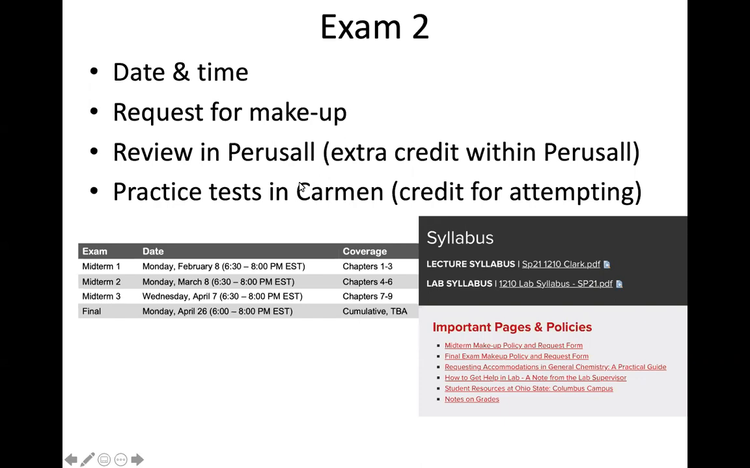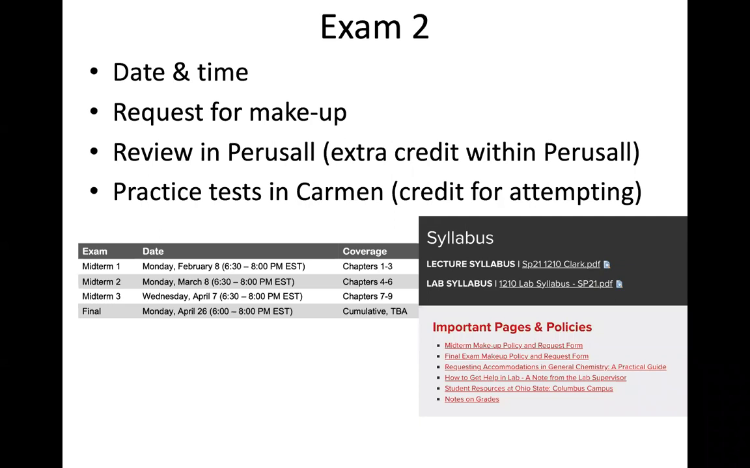The makeup exam: if you know that you have a conflict, or if you're not sure if you can take the makeup or not, look on the syllabus, where there's a link for the makeup exam policy, and that's where you can request that.